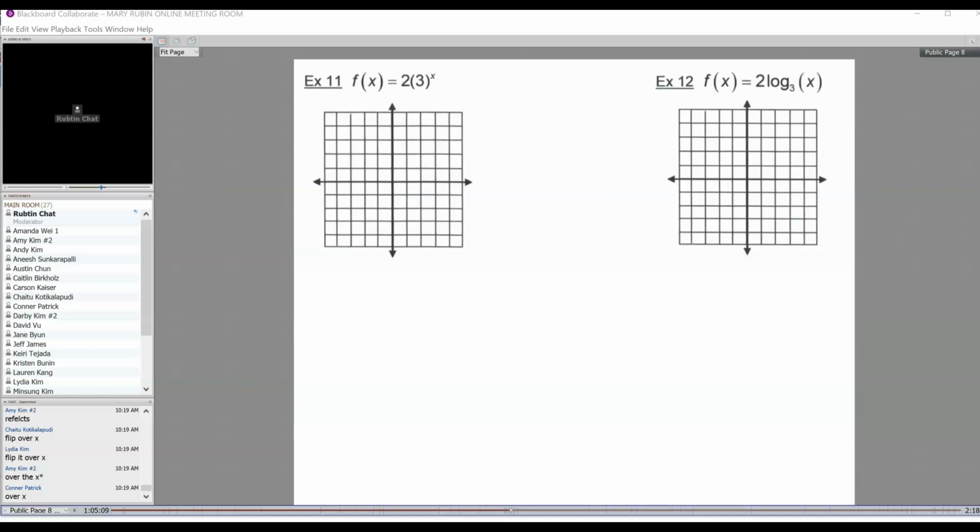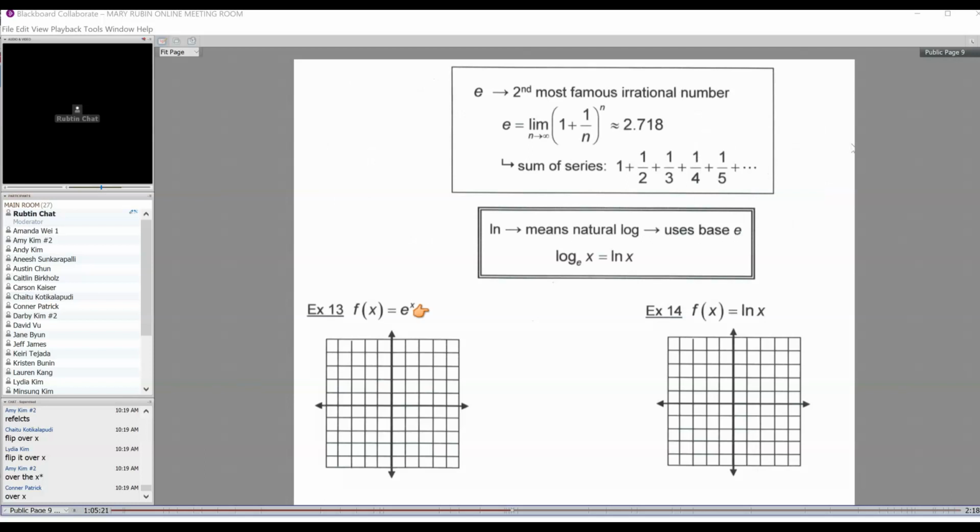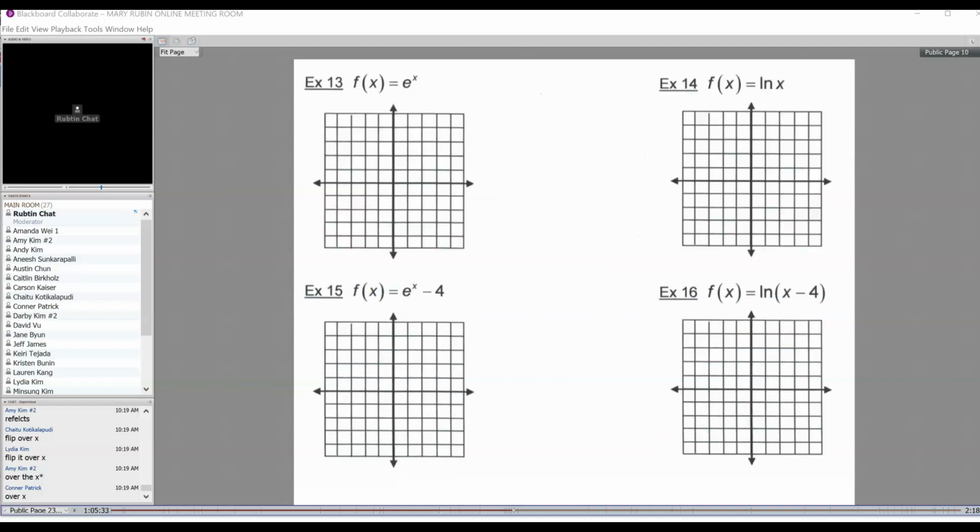I think that's it. These 2's on the outside, those are going to stretch, just like you would imagine. If I had a 5, it would stretch it vertically. E to the x, the only difference is your base is this weirdo e. It's 2.71828. Similarly with this. So these are also inverses of each other. You don't see that. And then these are the same things.